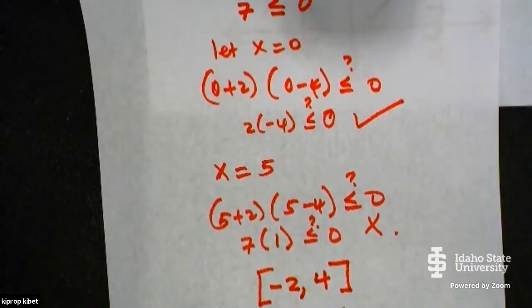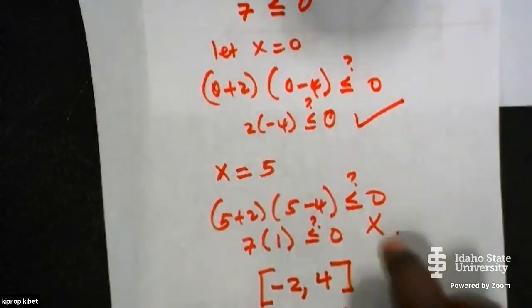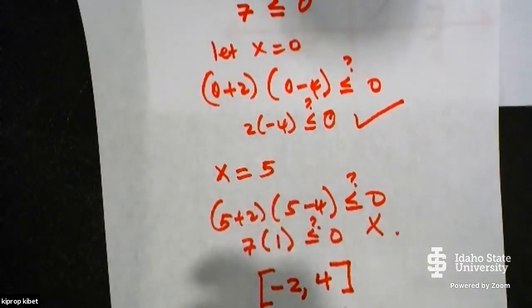So it was so simple. You get the regions, and then you use trial and error in each of those regions to check whether it satisfies the inequality. Okay?